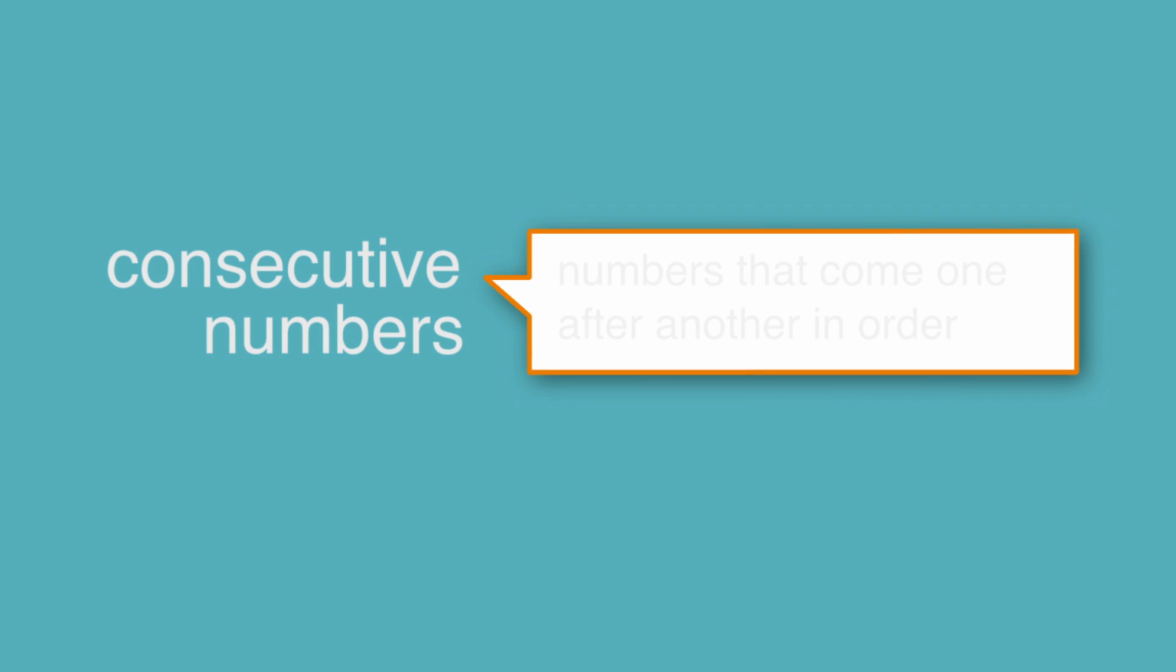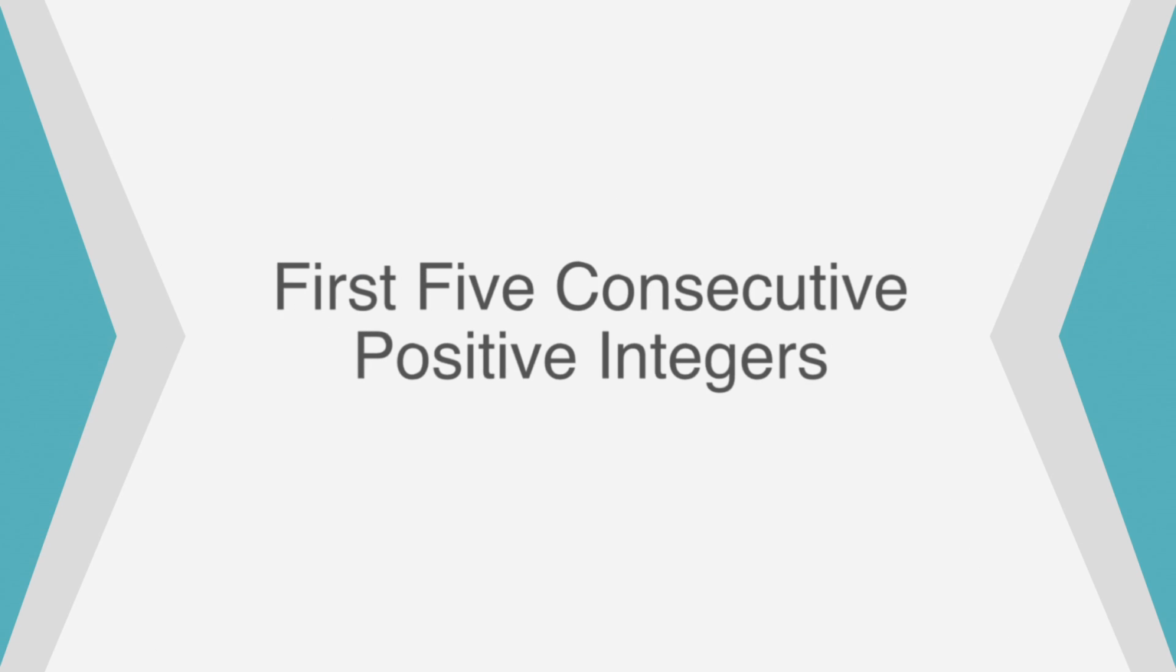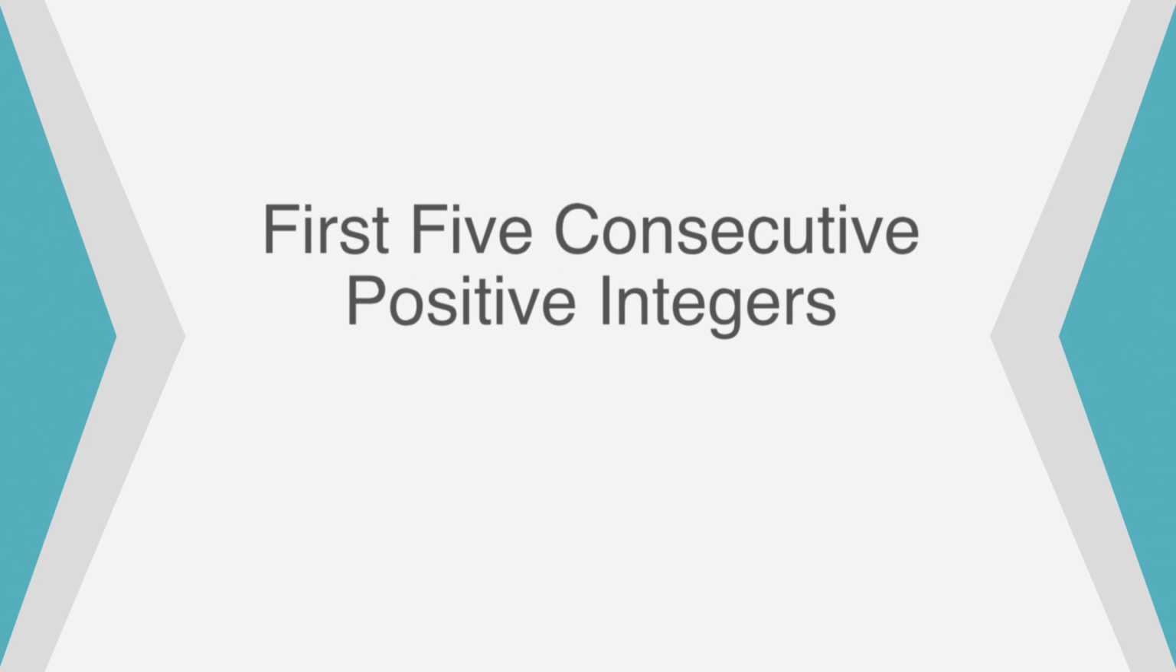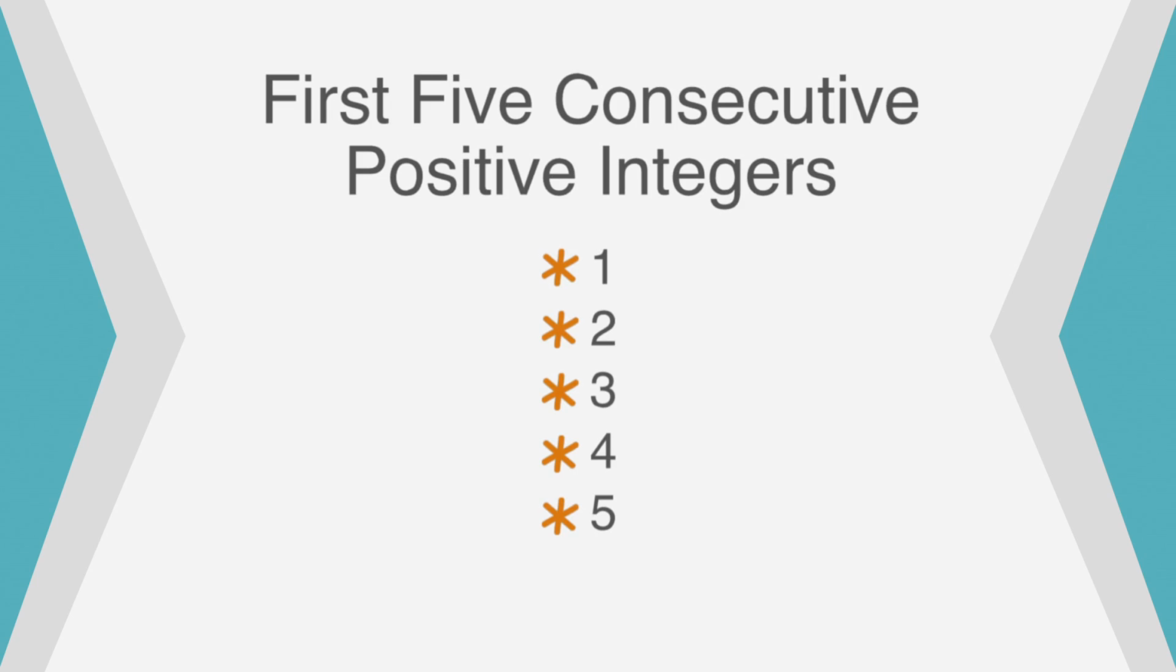Now let's talk about consecutive numbers. Consecutive numbers are just numbers that come one after another in order. So the first 5 consecutive positive integers are 1, 2, 3, 4, and 5. When you're looking for consecutive odd or consecutive even numbers, you just need to find the odd or even number that follows sequentially. For example, 1, 3, and 5 are all consecutive odd numbers on our list.